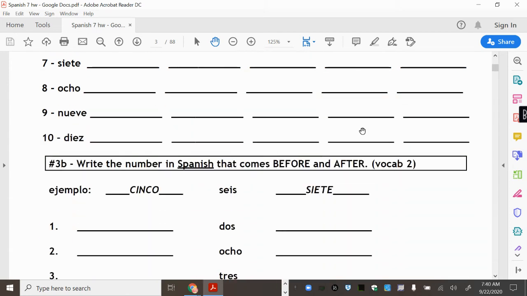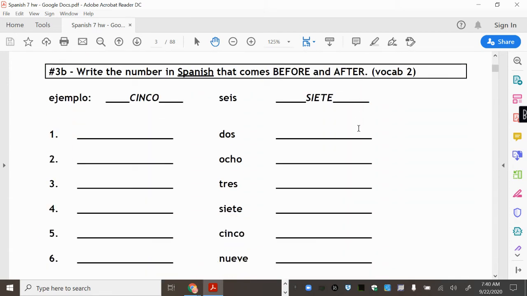At the bottom in part 3B, all right, it says write the number in Spanish that comes before and after using vocab 2. So look at the example, seis, which means 6. So what number comes before 6 and what number comes after 6? And you're going to write that word in Spanish, okay? So number 1 is dos, which means 2. So in front of it, you're going to write uno, and after it, you're going to write tres.